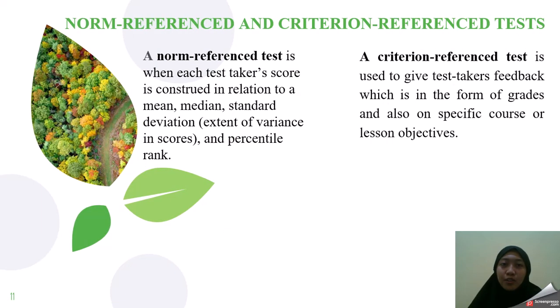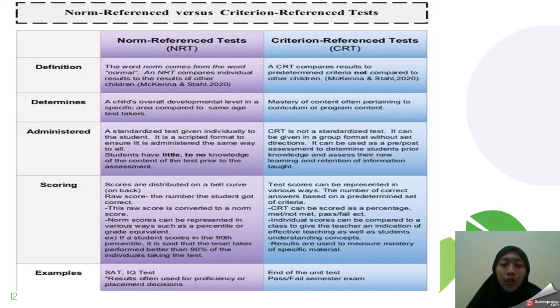For the next one, let's talk about norm reference and criterion reference tests. They are different because a norm reference test is when the test taker's score is construed in relation to mean, median, and standard deviation, and also percentile rank. But a criterion reference test is used to give test takers feedback, which is in the form of grades and also on the specific course or lesson objective. Those are the distinctions of the two of them.